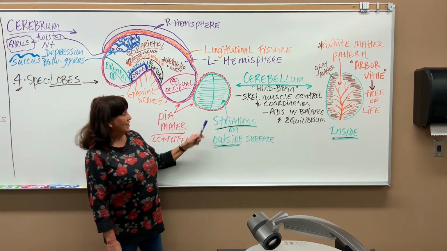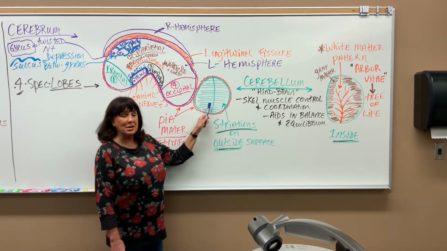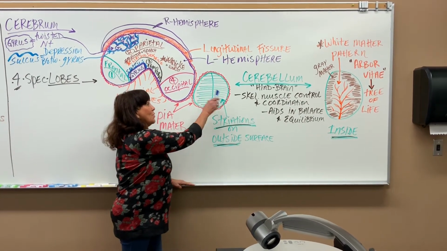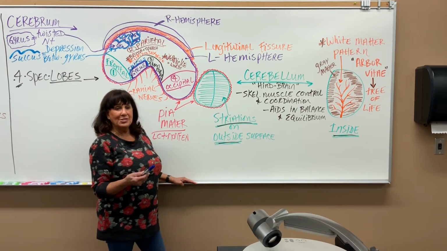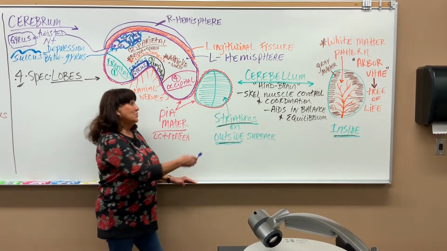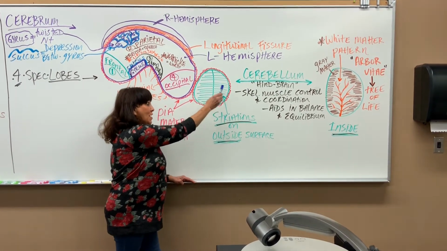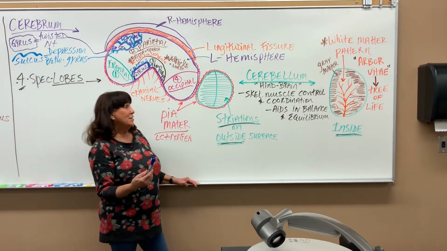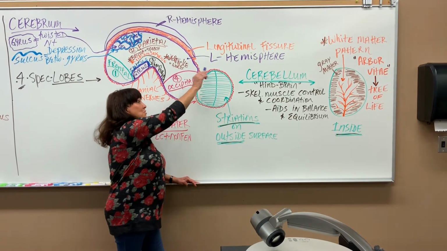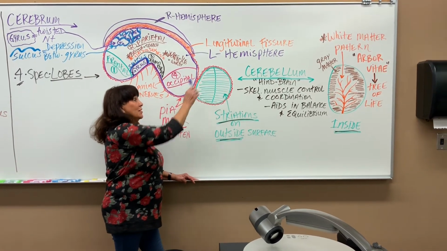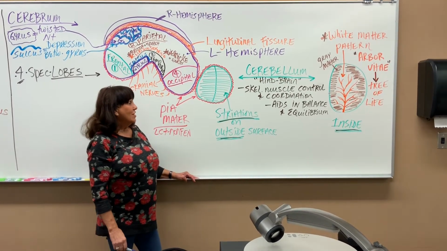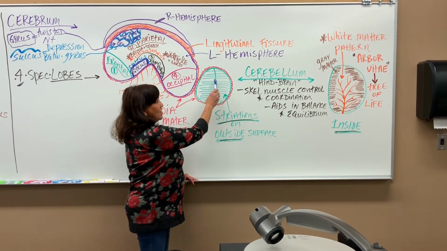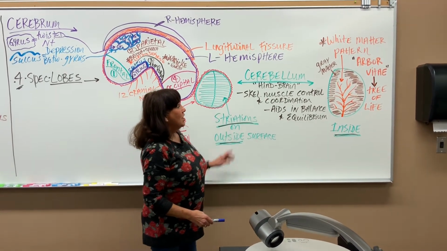And then on the outside, the cerebellum actually has stripes, so it looks like it's striated. Yes, we call these stripes striations on the outside surface. That's how you can identify it. It sits behind the occipital lobe. You can see it, it looks like a little bunny tail attached. All right, so those are the striations on the outside surface of the cerebellum.